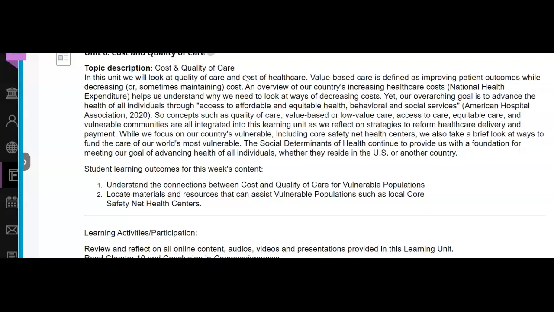And while we focus on our country's vulnerable, including safety net health centers and federally funded health centers, we're also going to take just a brief look at ways to fund the care of our world's most vulnerable, looking at cost of care and access to health care across the globe. The social determinants of health continue to provide us with a foundation for meeting this goal of advancing health for all individuals, whether they reside in our country or in others.